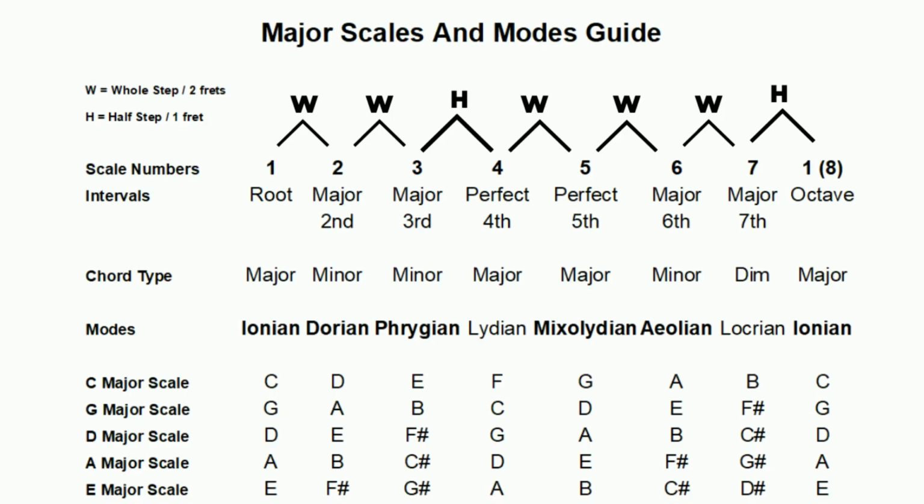Let's go back to our chart and look at the other examples of major scales we have. So your G major, your E minor is going to be your relative minor. Your D major, your B minor would be your relative minor. A major, your F sharp minor would be your relative minor. And then your E major, your C sharp minor would be your relative minor.